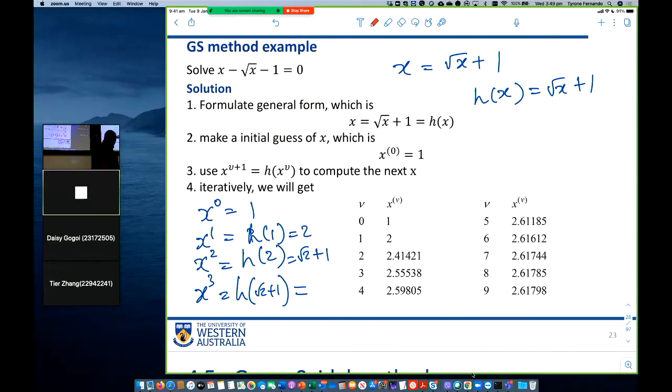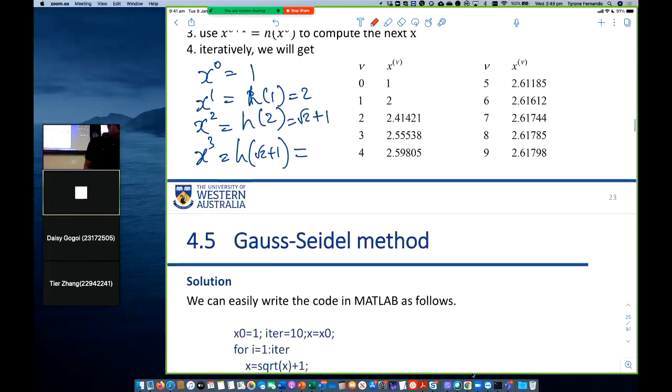So you can see the initial guess is 1, then the next best is 2, then the next best after that is 2.4, and then 2.55, 2.59, 2.61, 2.61, 2.61, 2.61, right? It has converged. So 2.61 is the answer. And when the difference is small, between two iterations, the answer doesn't change that much, we can stop.